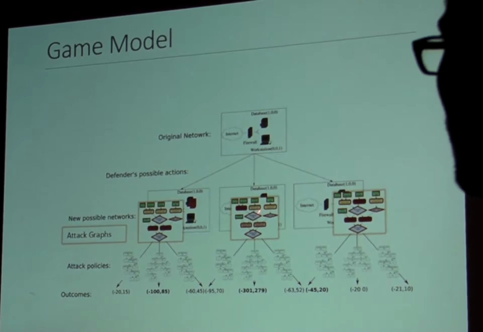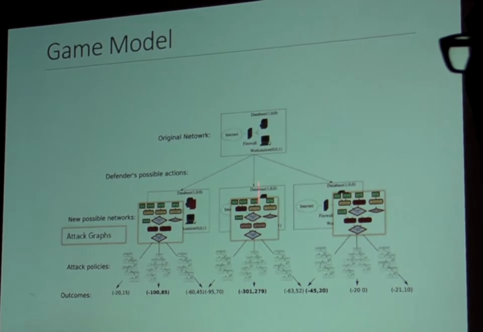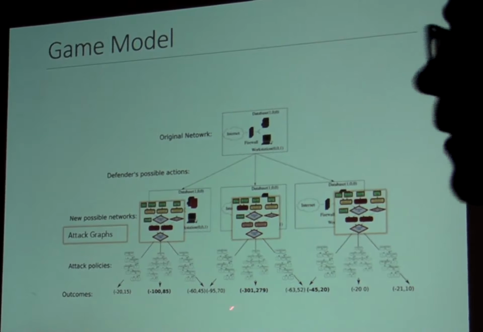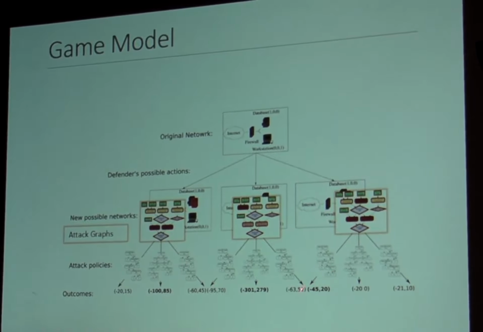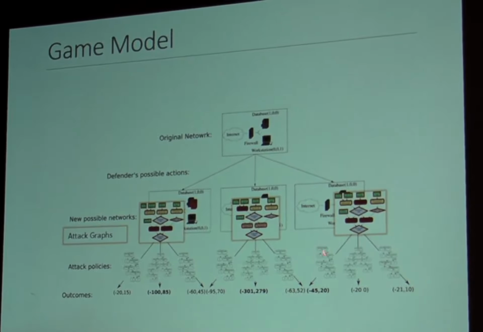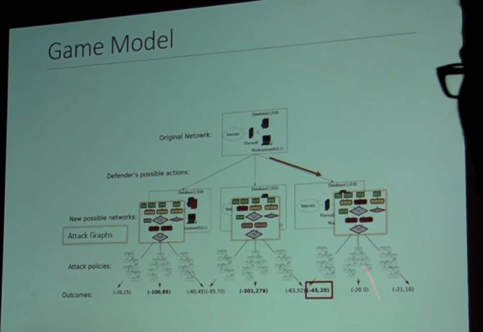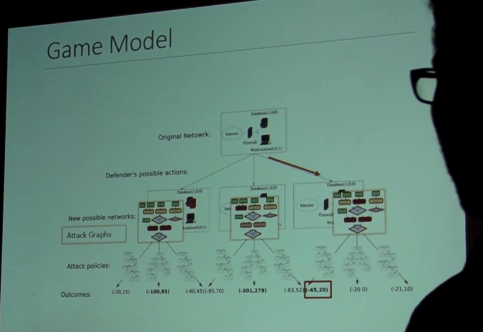And so the defender knows that if he places the honeypots this way, this would be the outcome of the game. In this case, this would be the outcome of the game, and in this case, this would be the outcome of the game. So the defender chooses the outcome which maximizes his utility. In this case, it's this third one. So the defender chooses to place the honeypots to the right, like this honeypot allocation.